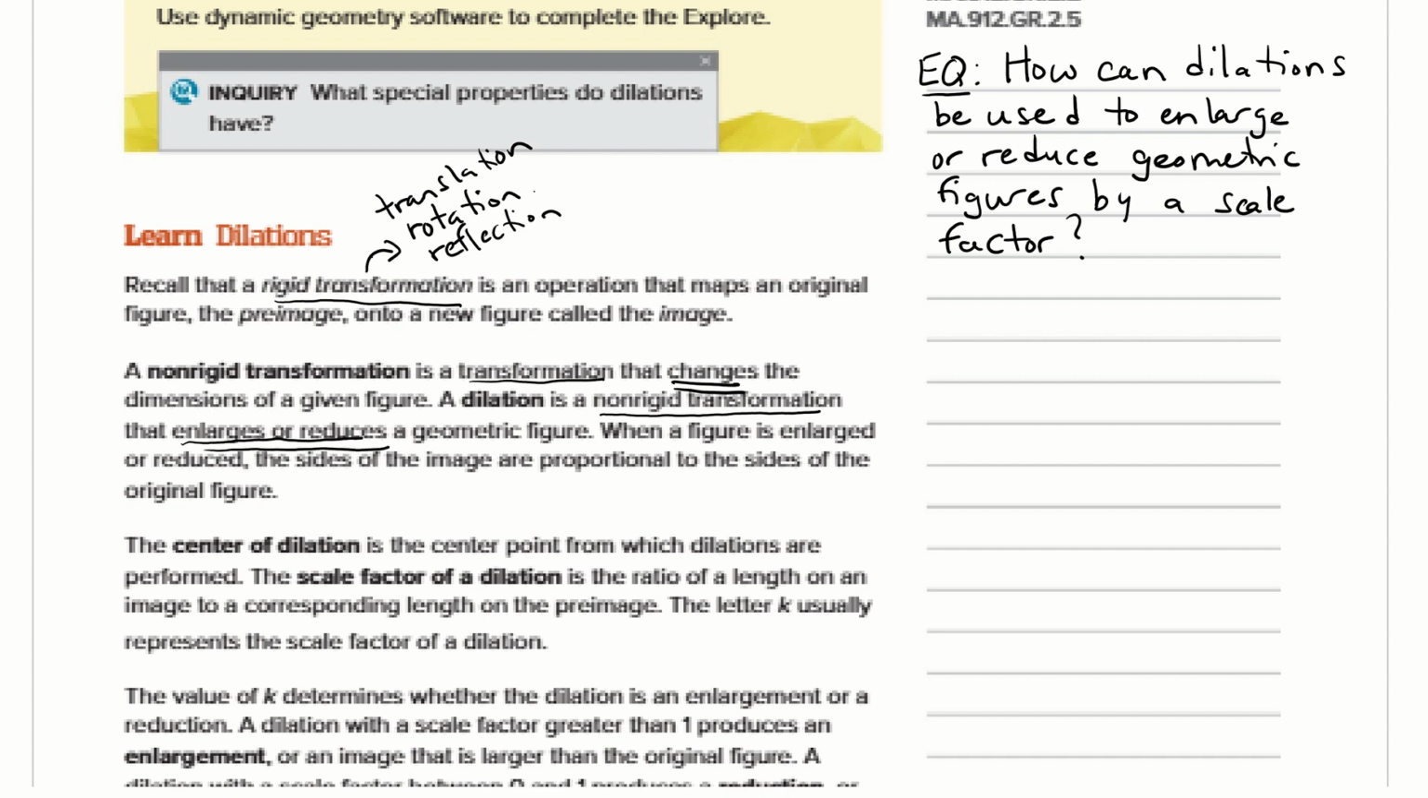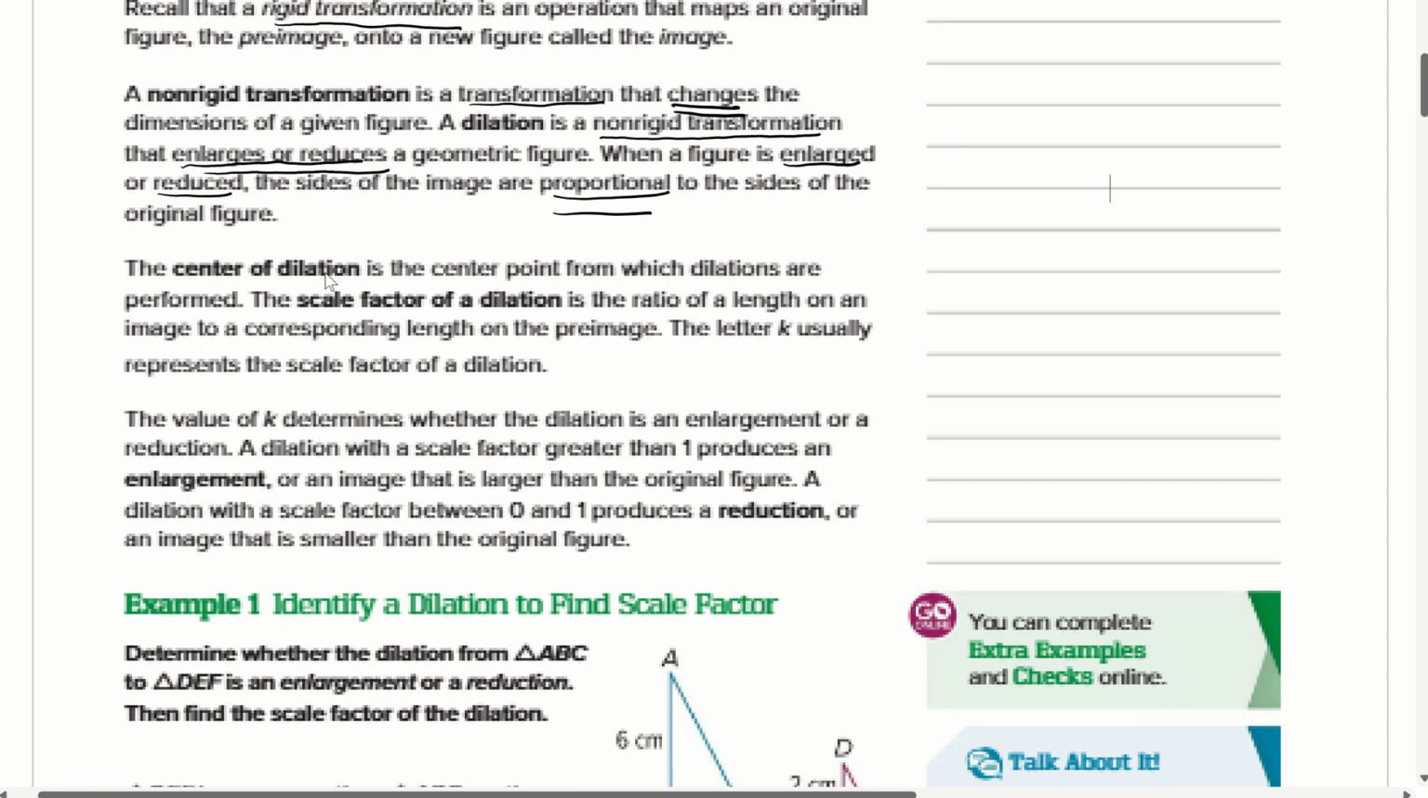When a figure is enlarged or reduced, the sides of the image are proportional. Okay, so when you enlarge or reduce a figure, the sides are going to be proportional. All right, so if you ever try to re-image a picture, you start off with a certain picture and then you zoom in on it. It's still going to be the same proportions, but it's just going to be zoomed in. Okay, so that gives you an idea. All right, so the center of dilation is the center point from which dilations are performed. So you have something called the center of dilation, okay? Center of dilation is the center point from which dilations are performed.